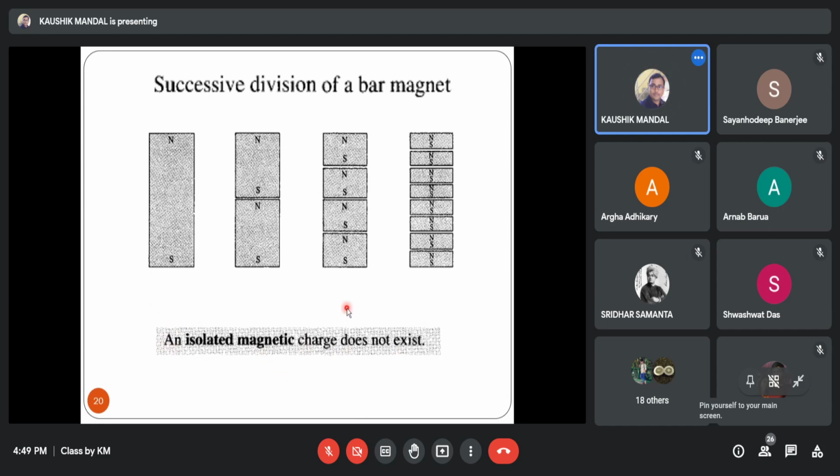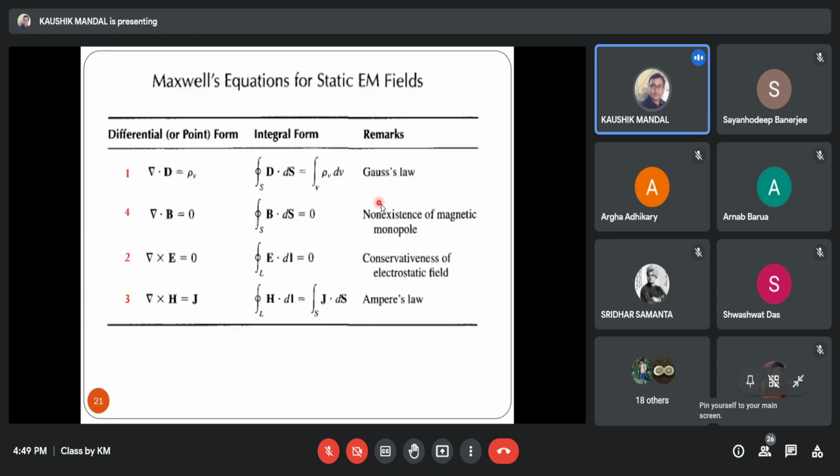So till now, we have discussed all of Maxwell's equations one by one. A total of 4 equations we have discussed. But we considered that the electric fields and magnetic fields are static in nature. So the Maxwell's 4 equations that we have derived so far consider static fields. This is the summary of Maxwell's equations for static electromagnetic fields. We first derived divergence of D equal to rho V, which we derived from Gauss's law for the electric field.